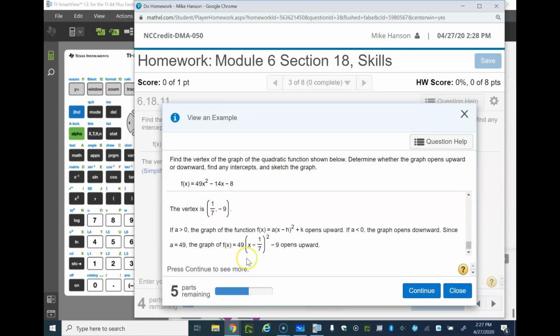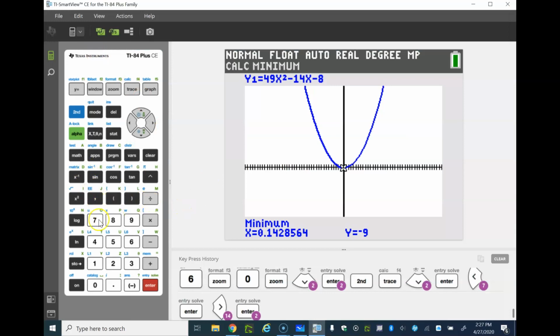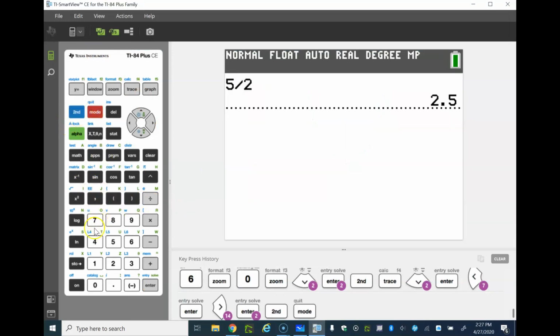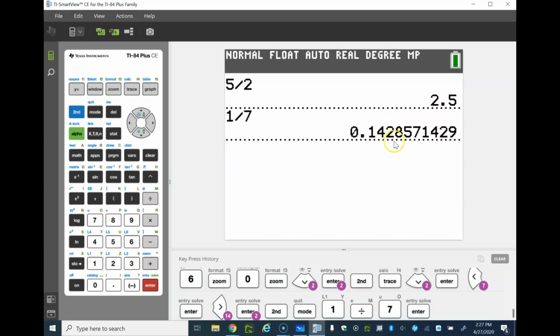So the answer for this one is actually 1/7. And I'm thinking if we do 1 divided by 7, that's where the problem is. So if you need to, if you hit X, it actually brings it up for you.